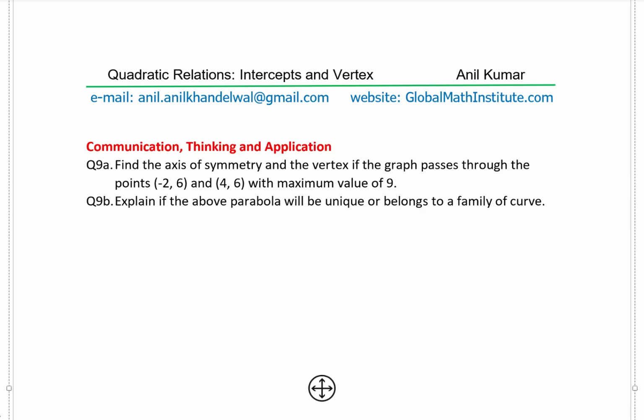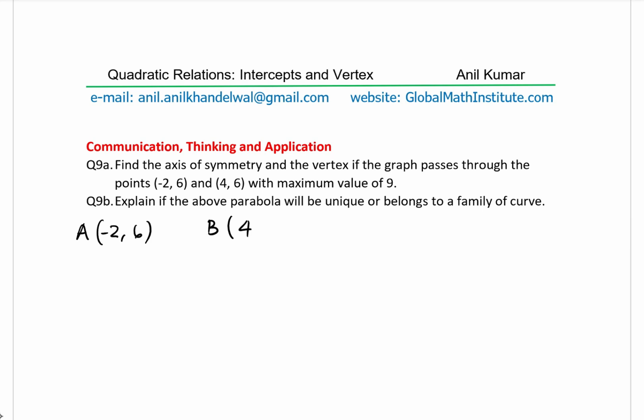Now, question number 9 here is, find the axis of symmetry and the vertex if the parabola passes through the points minus 2, 6 and 4, 6 with maximum value of 9. So that is the question. It is a thinking and communication question. I'd like you to pause the video and then answer this question. We're given 2 points here. Let's call them A as minus 2, 6 and another point B is 4, 6.